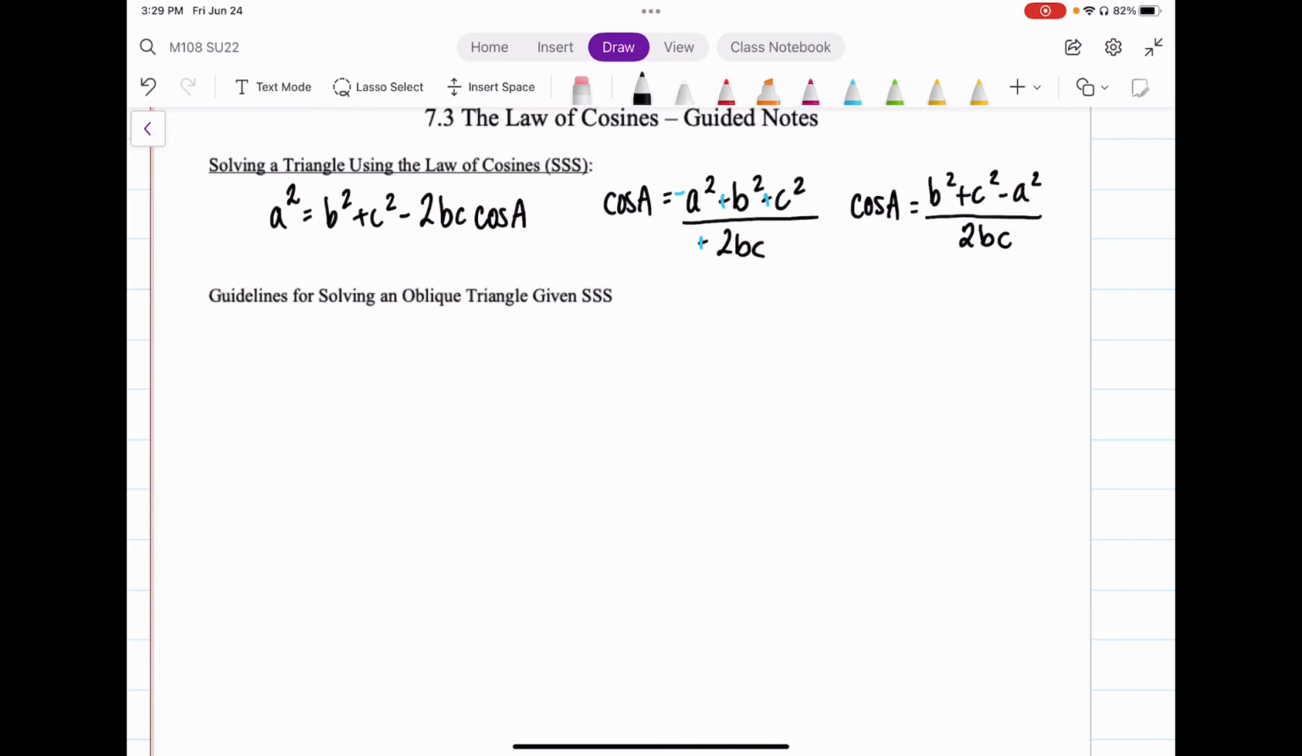If you just remember one law of cosines, then you can solve to find the alternate form and work through the formulas that way. The way in which we solve an oblique triangle given side, side, side, there's a method just like there was for side angle side.